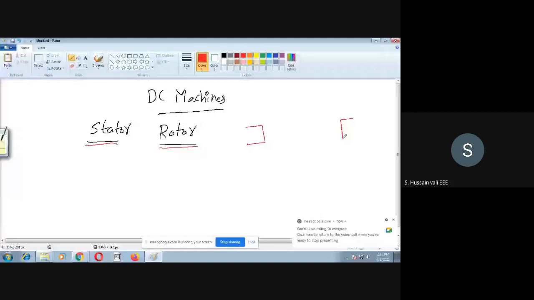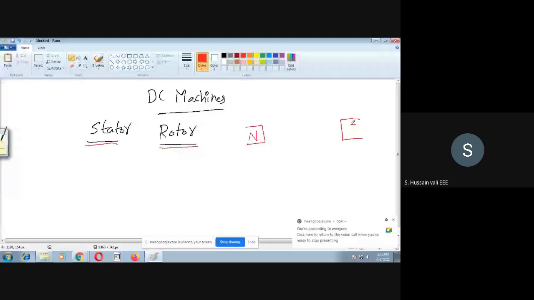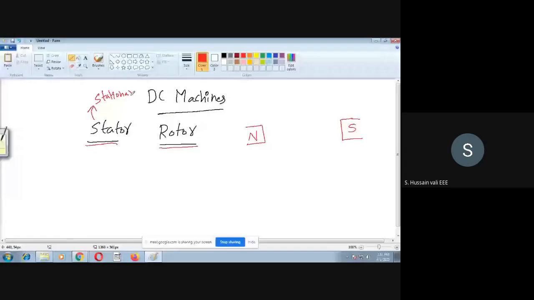So you have a stator. Stator in the sense, the part which is stationary. That's stator. So this part is stationary, I will write stationary. This part is rotating. In DC machine, there is one part which is stationary, there is another part which is rotating. These two parts you will find out in DC.